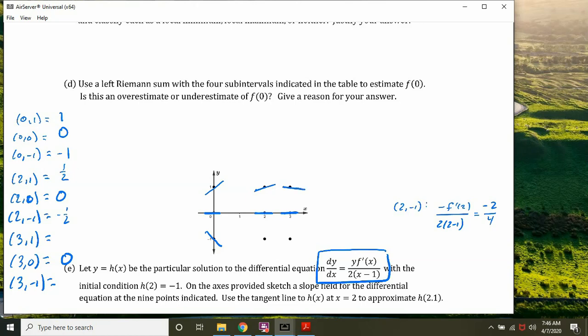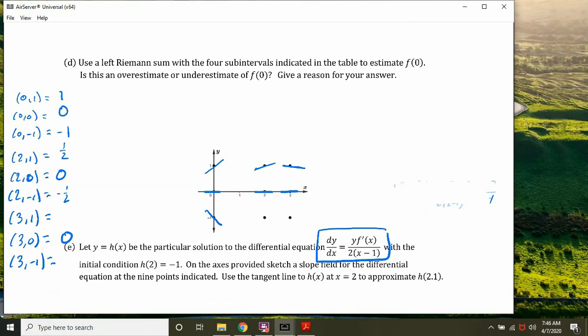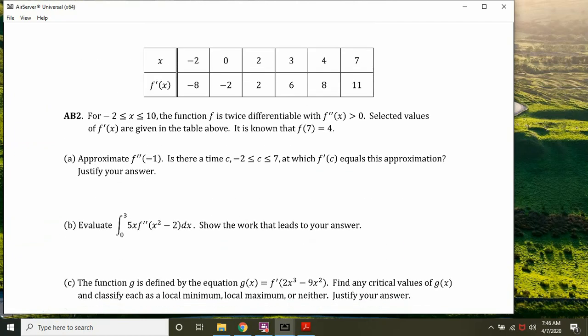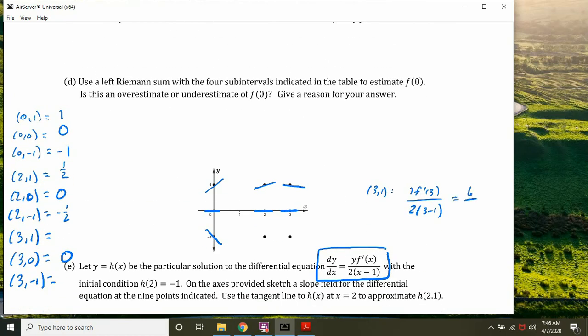Okay, and now a couple more coordinates to go. Let's take a look at (3, 1). Okay, 1 for y times f prime of 3, over 2 times 3 minus 1. So here we get 1 times f prime of 3, which is 6, over 2 times 2, which is 4, so 3 over 2. A slope of 3 over 2 there, a little steeper than a slope of 1. Boy, I'm all over the place. Sorry, guys, that point I drew should be down there. Okay, 3 over 2, right about like that.